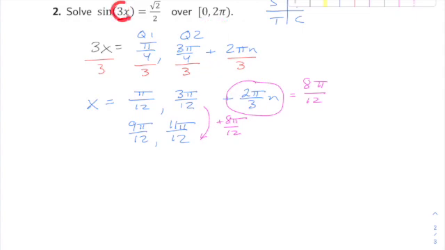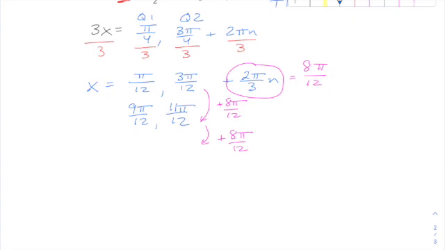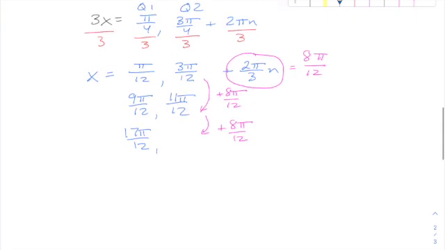So you're going to get through 3 full cycles. So you really should have 3 rounds of solutions, if you want to call it that, 3 cycles of solutions. 2 in the first cycle, 2 in the second, and I'm going to add 8 pi over 12, the same period, the same 2 pi over 3. Keep adding it to find those actual values. Add that to 9 pi over 12, you're going to get 17 pi over 12. Add that to 11 pi over 12, you're going to get 19 pi over 12.